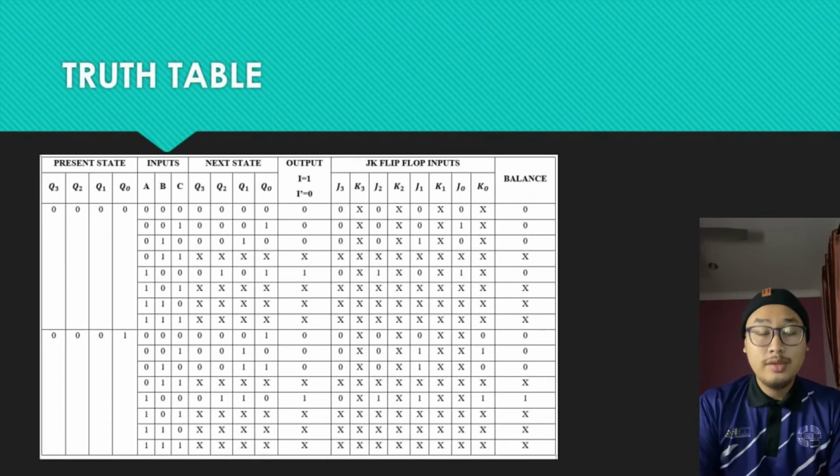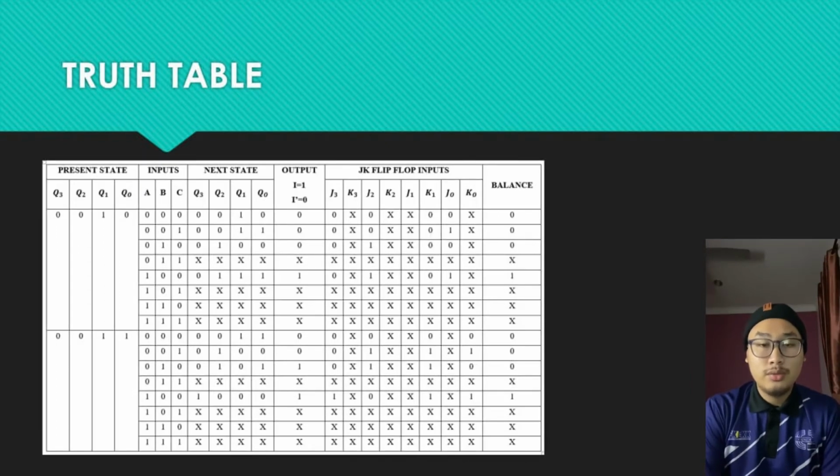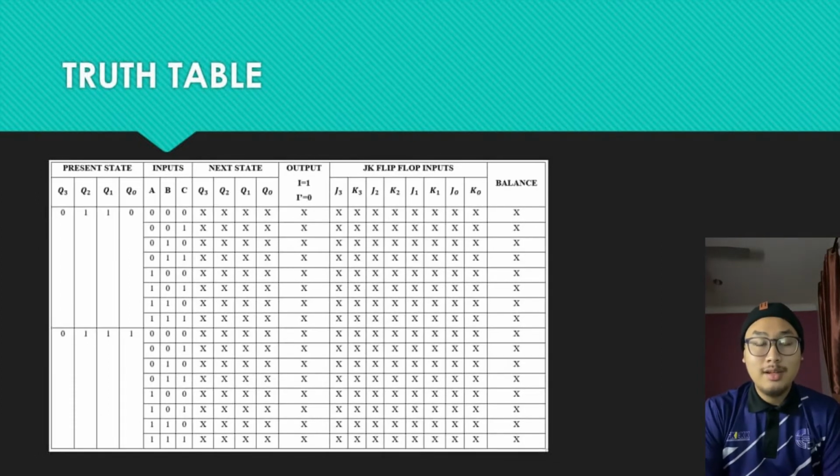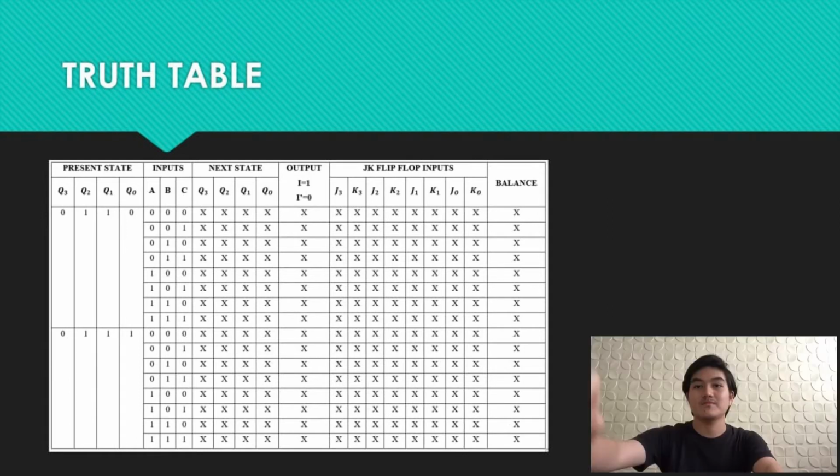This is truth table part 1, which is the present state 0000 and 0001. This is truth table part 2, which is the present state 0010 and 0011. This is truth table part 3, which is the present state 0100 and 0101. This is the last part of the truth table, which is the present state 0110 and 0111.